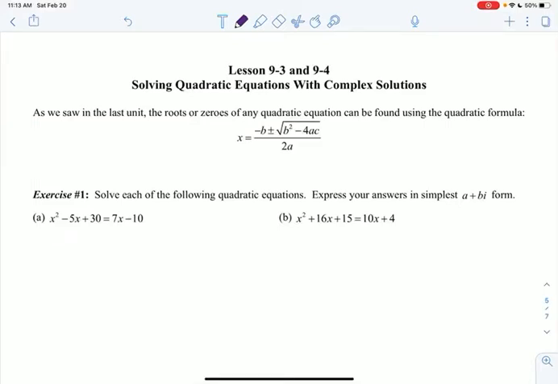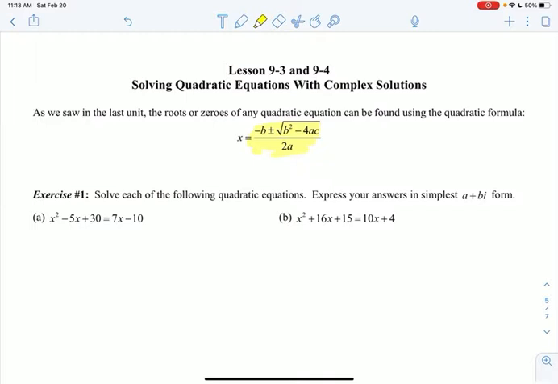Algebra 2. This is Unit 9, and we're doing Lessons 3 and 4 today. We're going to be solving quadratic equations with complex solutions. So we already did the quadratic formula in the last chapter, and the quadratic formula is negative b plus or minus the square root of b squared minus 4ac over 2a.